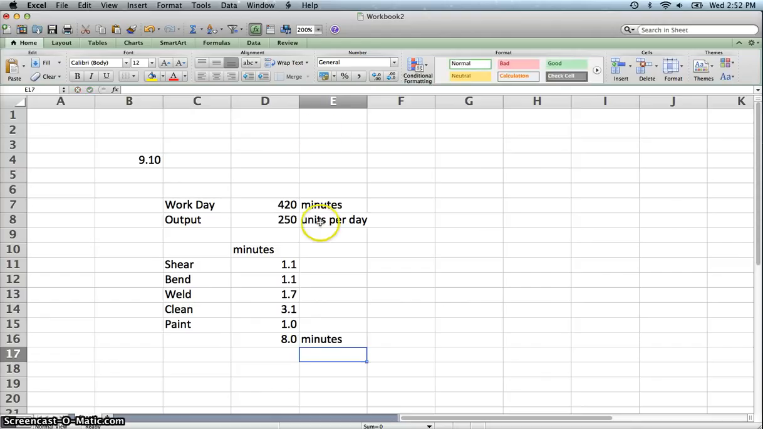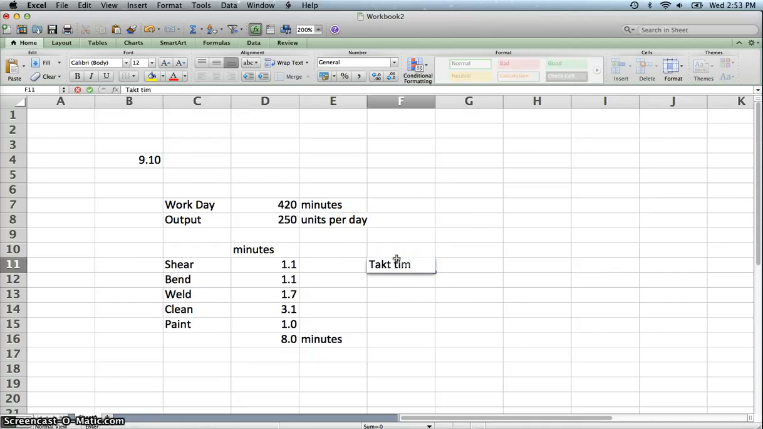Now, we first of all need to calculate tack time. Tack time is where you take the minutes available per day or whatever unit. We have the task done in minutes, so we need to know what it is in regards to our workday. If we were given hours, we would need to convert that into minutes, or if we were given hours and this was in seconds, we would need to convert them to seconds. They all need to be in the same unit of measurement. They've given us that our workday consists of 420 minutes. We need to produce 250 units per day. So let's calculate the tack time.